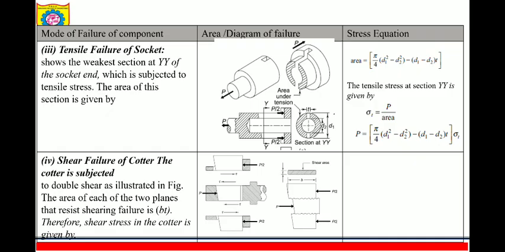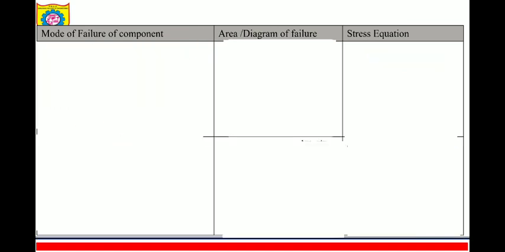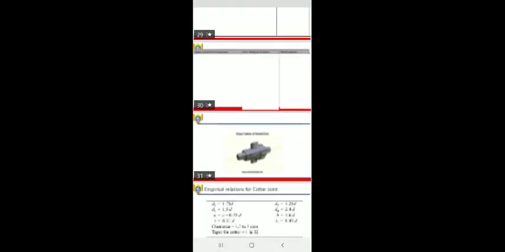Either failure will take place by shear or failure will take place by bending. So this is the formula, tau upon 2 bt. So we have seen for the cotter the shear failure as well as the bending failure of the cotter. Let's go to our next slide now.